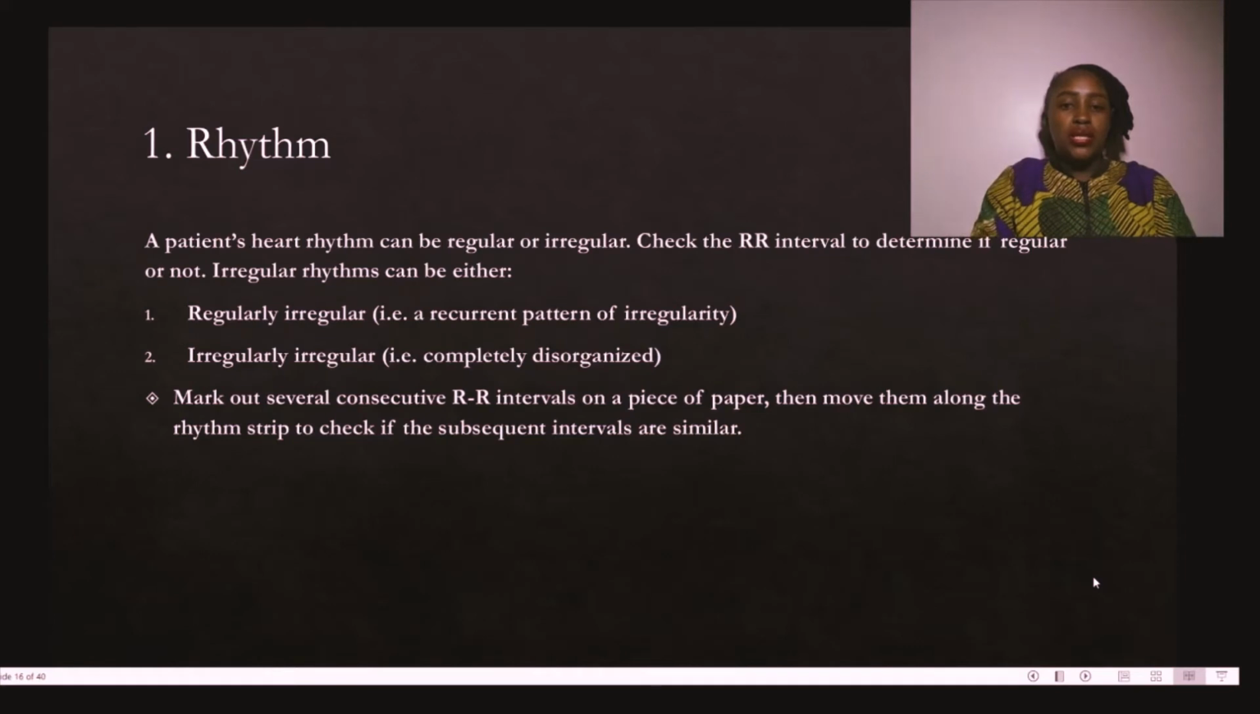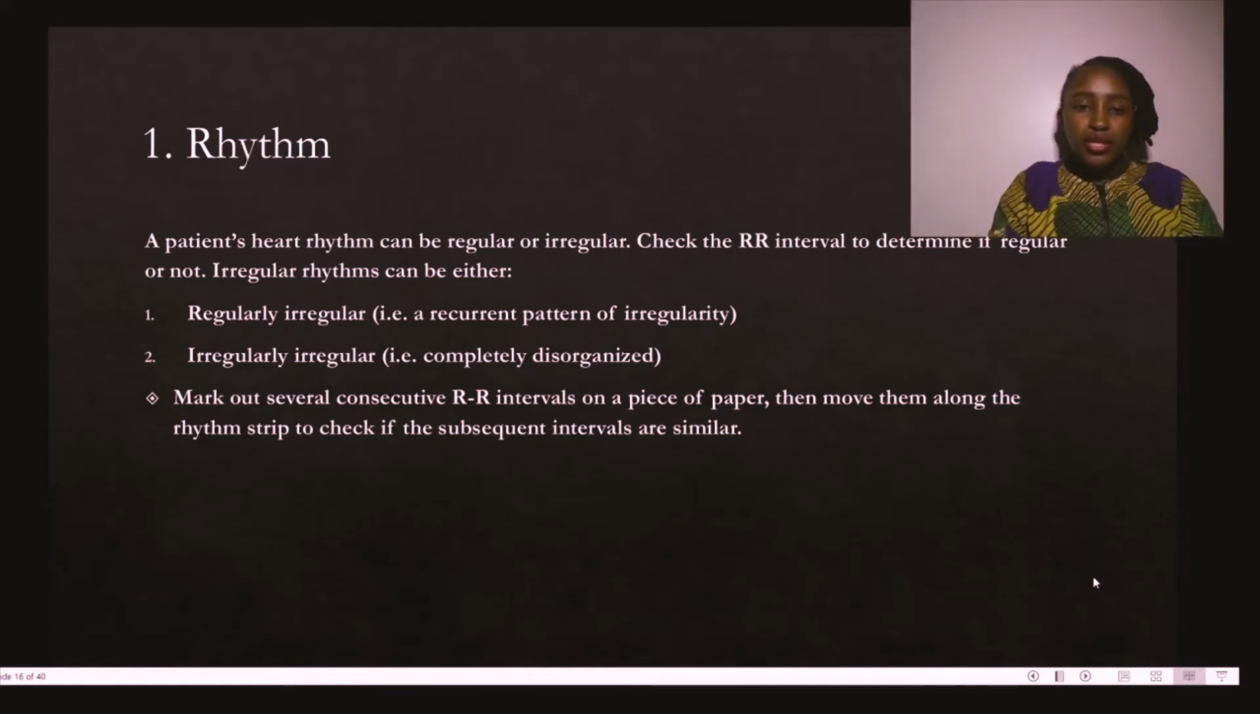So the patient's rhythm, or the rhythm on the ECG strip, can either be regular or irregular, and you'll be able to determine this by checking the RR interval. The irregular rhythms can either be regularly irregular, a recurrent pattern of irregularity, or completely disorganized, which is irregularly irregular. Mark out several consecutive RR intervals on a piece of paper, then move them along the rhythm strip to check if the subsequent intervals are similar. That will tell you what kind of irregularity or regularity is on that strip.